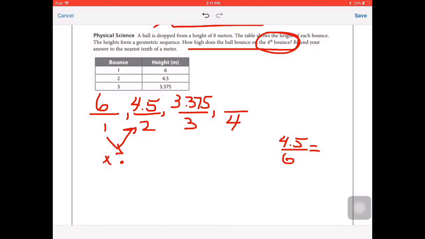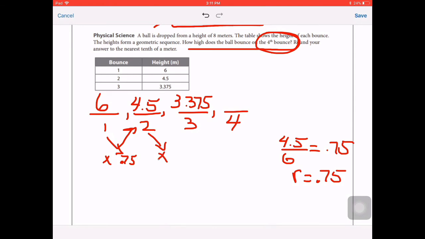And when I divide those 2 numbers, I find out that the common ratio that I'll be using for this problem is going to be 0.75. So 0.75 is what we are going to multiply each term by to get the next term. So 4.5 times 0.75 would get us to the 3.375. So our common ratio is the 0.75.